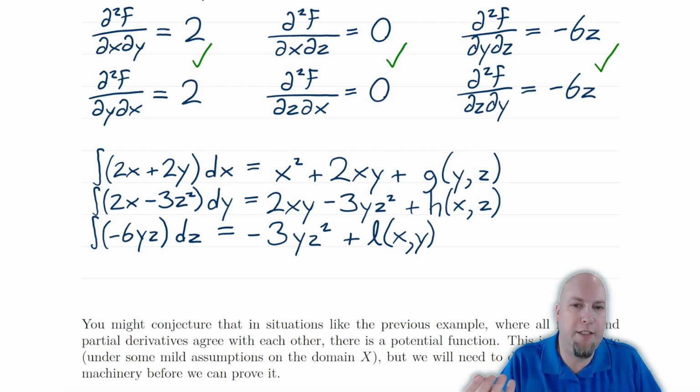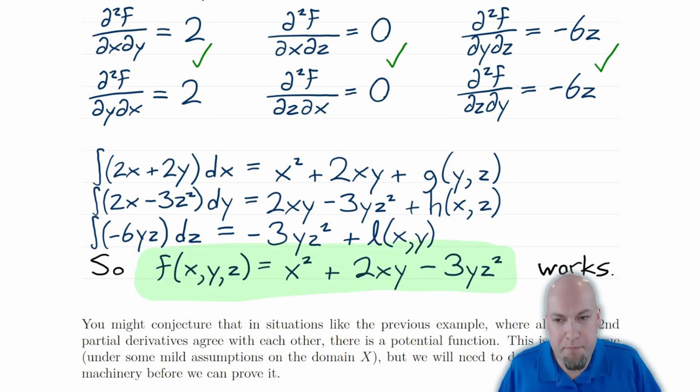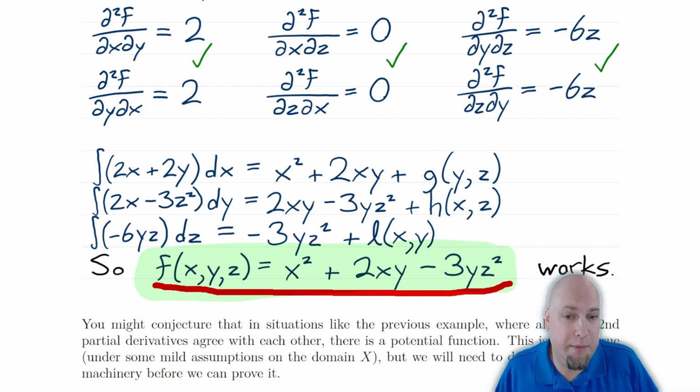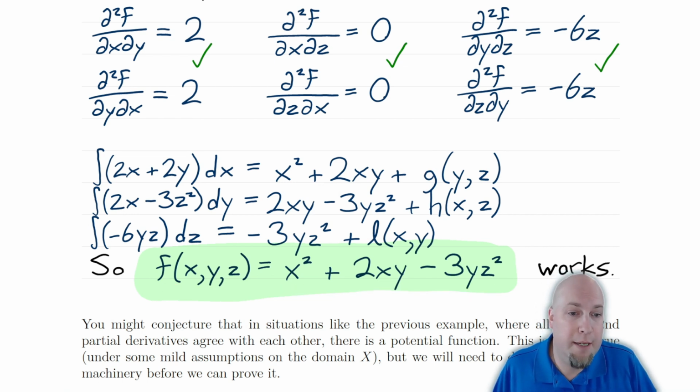You just start trying to eyeball it and put terms together. My scalar field should have an x squared term in it. It should have a 2xy term in it. It should have a negative 3yz squared term in it. Let's maybe just leave it at that. I guess my scalar field, my potential function, maybe could just be exactly what I said. Maybe it's just x squared plus 2xy minus 3yz squared.